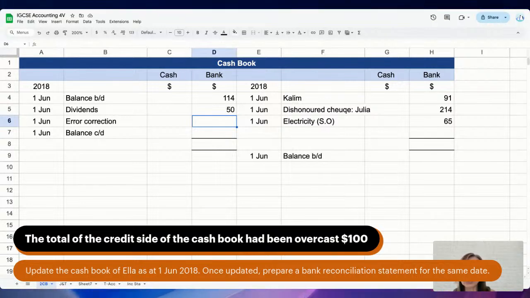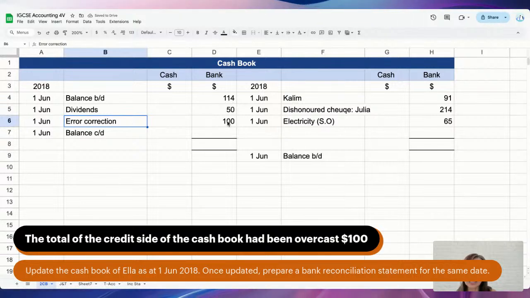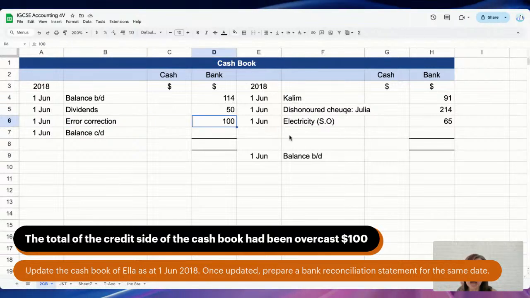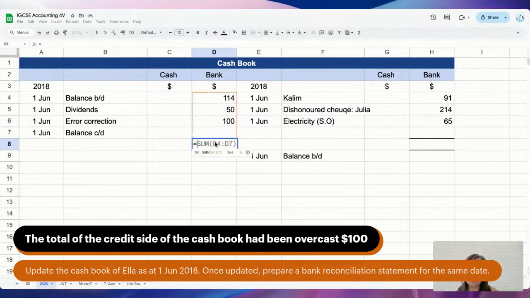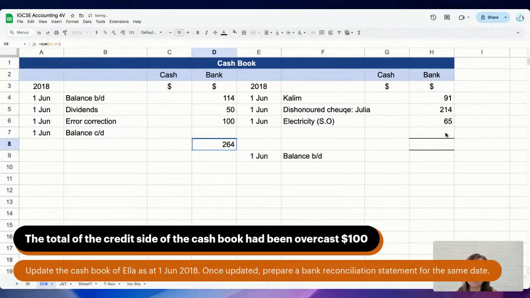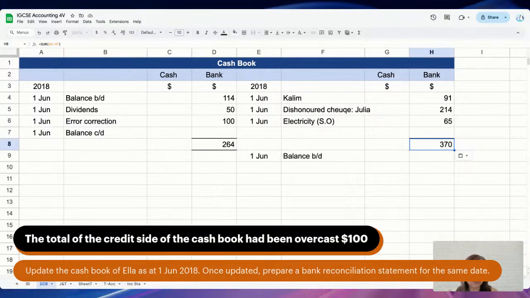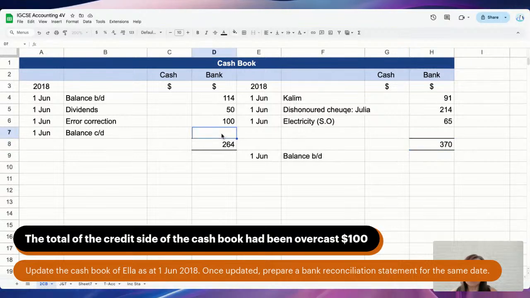So what we need to do here is put debit error correction. You can just put this in this case, all right? And then now we need to see what happened here. What we need to do is sum up this 264, and here we see this is 370, all right? So it's different, am I right? So we need to make it balance.